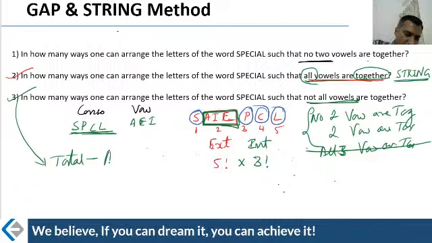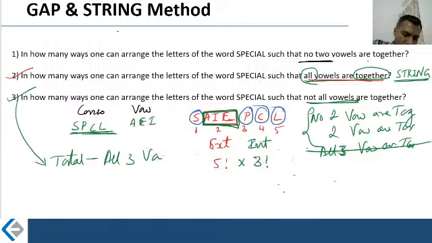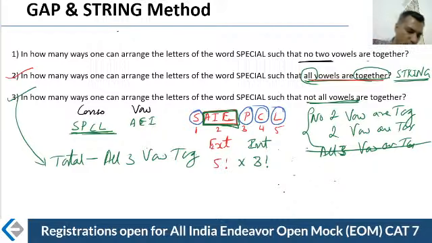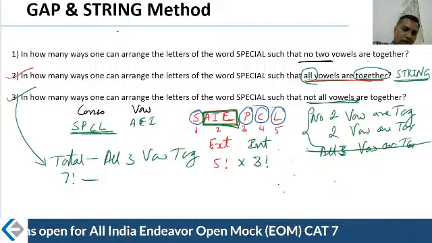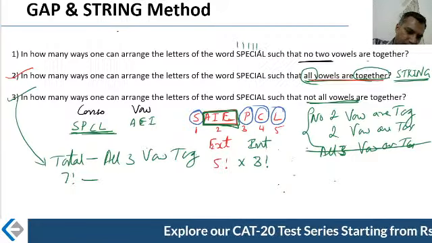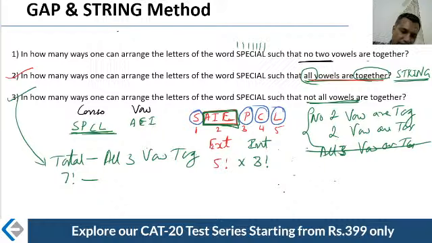Total minus all 3 vowels are together, right? Okay, now what is the total, friends? Total is nothing but 7 letters in 7 factorial ways. There are 7 letters: 1, 2, 3, 4, 5, 6, 7. 7 letters in 7 factorial ways.